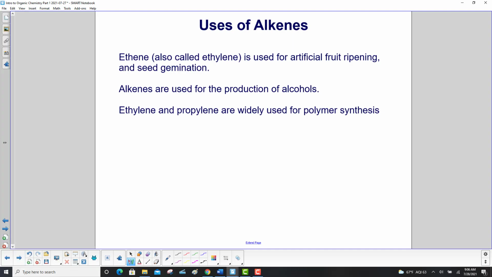Ethene, which is also called ethylene, that's probably the more common name, is used for artificial fruit ripening and seed germination. This way they can ship fruit when it's not ripe through some kind of transportation system, and when it gets to the end customer, then they can hit it with the ethene to make it ripen and look more attractive to purchase. Alkenes are used for the production of alcohols, and ethylene and propylene are widely used for polymer synthesis.